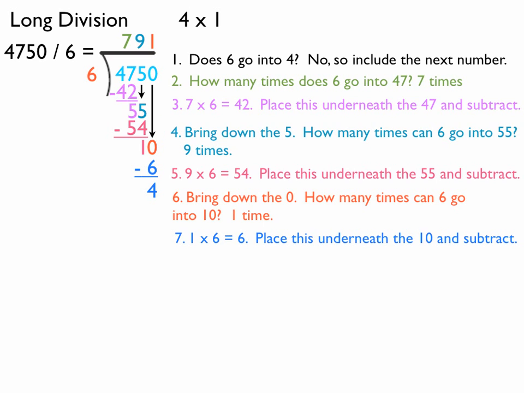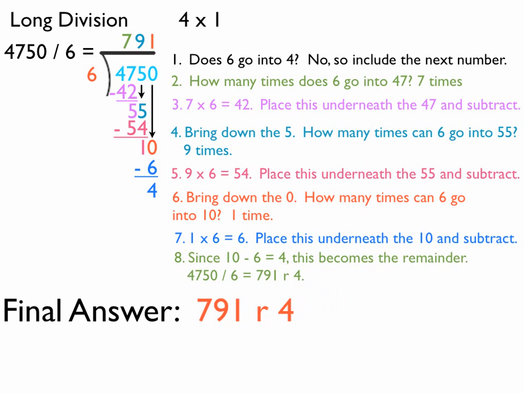So now there's nothing left to do. There's no other numbers to bring down. So now my 4 becomes the remainder. So the final answer of 4,750 divided by 6 is 791, remainder 4. Let's go ahead and do one word problem just for practice, and then that'll be it for this video. Oh, excuse me. Final answer, 791, remainder 4.